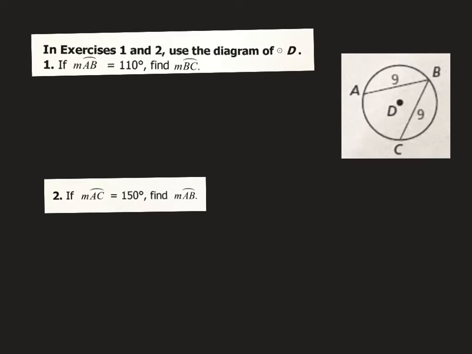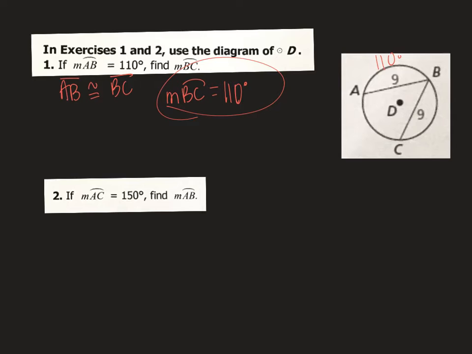Okay, so in 1 and 2, we're going to use the same picture off to the right. So if the measure of arc AB is 110 degrees, we want to find the measure of arc BC. Well, chord AB is congruent to chord BC, so since they're congruent to each other, those two arcs have to be congruent. So the measure of arc BC has to be the same thing as the measure of arc AB at 110 degrees.